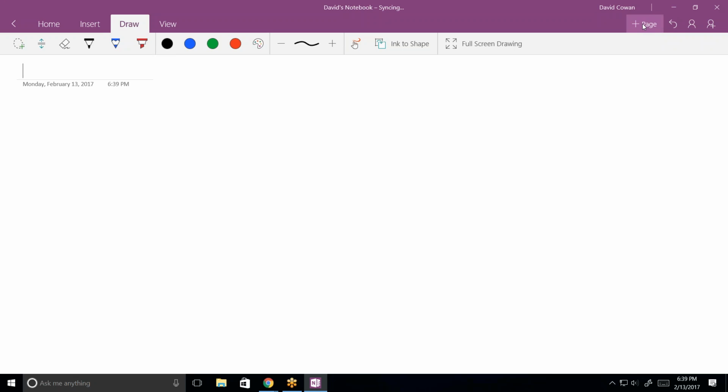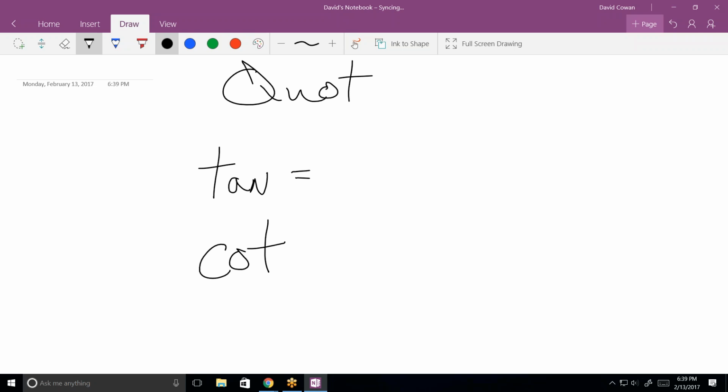11 identities. Give me the 2 quotient identities. Tangent equals sine over cosine. So cotangent is equal to what? Cosine over sine.